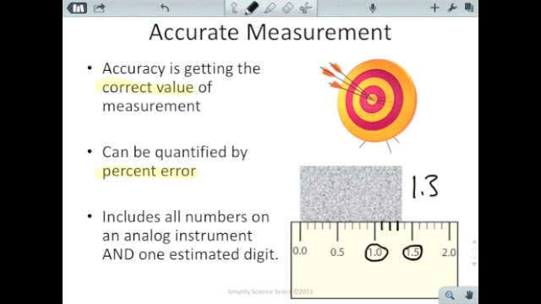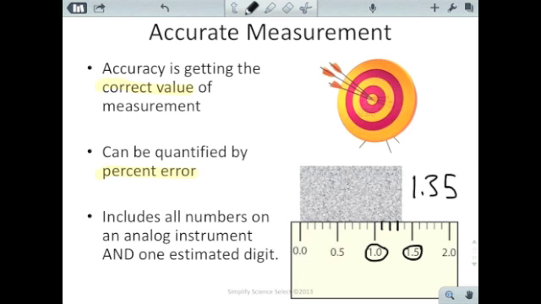And then we estimate one digit farther, which is kind of right in the middle of 0.3 and 0.4. So we're going to measure it out to 1.35. And that's going to be our measurement. We always estimate one digit after what we can.